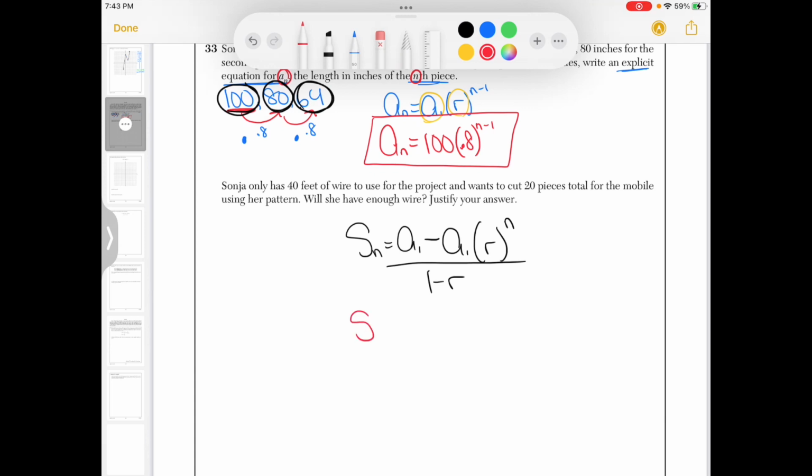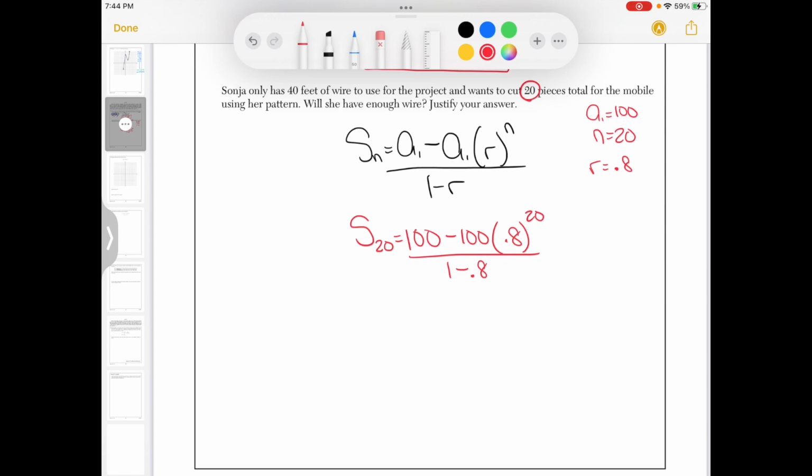I need the sum of all of the pieces. She wants to cut 20 pieces, so it's the sum of all 20. That means n is going to be 20. A1 is still 100, and my R is still being multiplied by 0.8 each time. So this is going to be 100 minus 100 times 0.8. N is 20 because there's going to be 20 total pieces, and this is 1 minus 0.8 on the bottom.